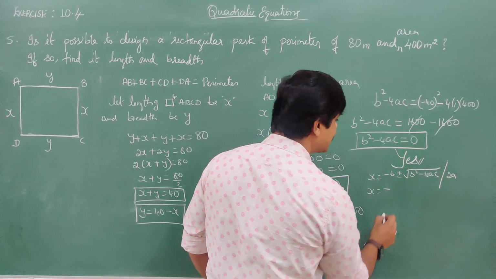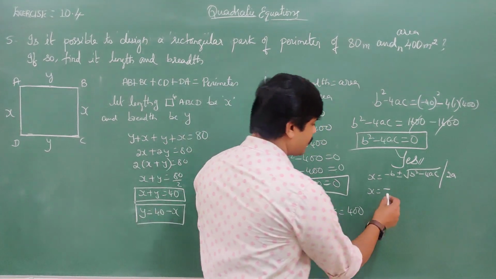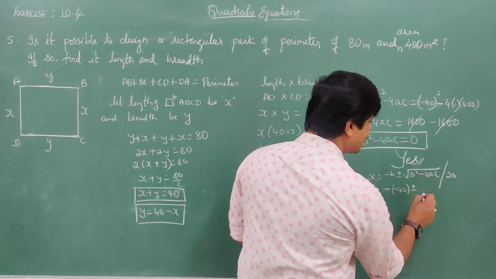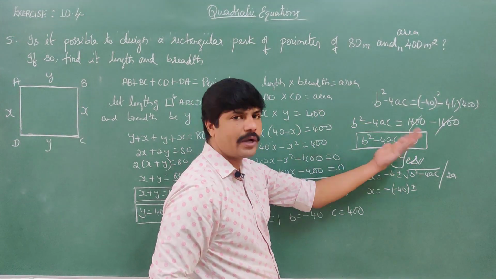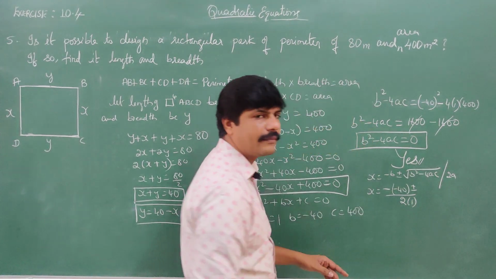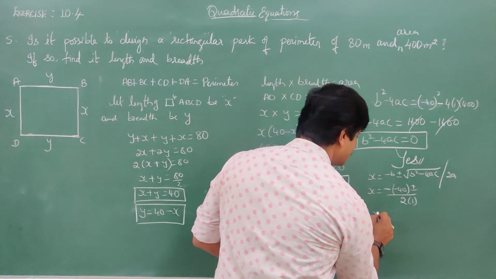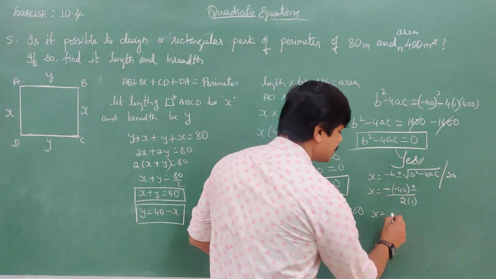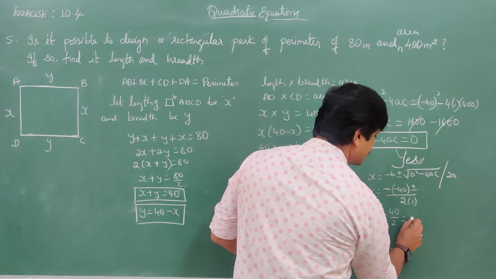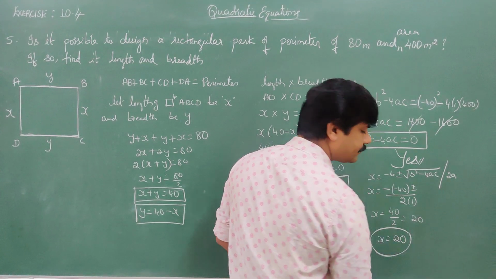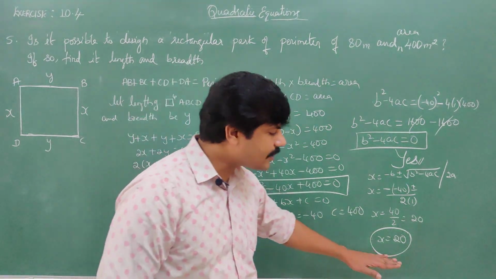X is equal to minus B, what is the B value here? Minus 40, plus or minus the square root of B square minus 4AC, which has become 0 here. So substitute, that becomes 0. 2 into A is nothing but 2. Understand? Now x is equal to minus minus 40 by 2, that is nothing but 20. X is equal to 20 we have got.